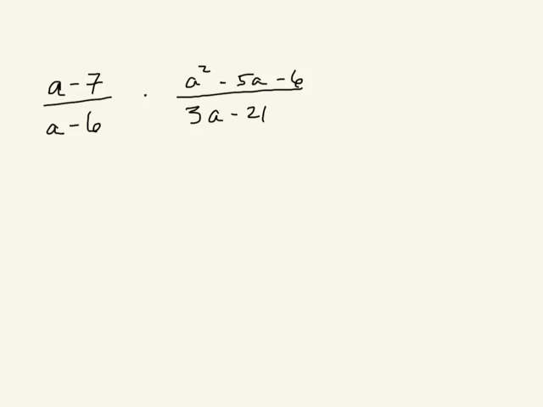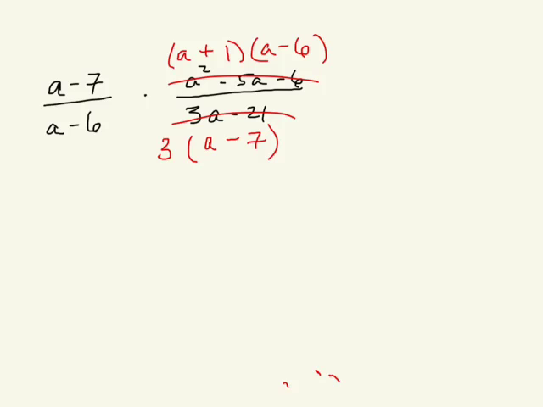Here's your polynomial, although now you've got to factor these so you can see if you can cross-reduce. This a minus 6 and this a minus 7, you can't factor those, but you can factor a 3 out of this one. 3 times a minus 7 will give you that. This one factors into a and a, one's a plus, one's a minus. I'm thinking it's minus 6 and a plus 1.